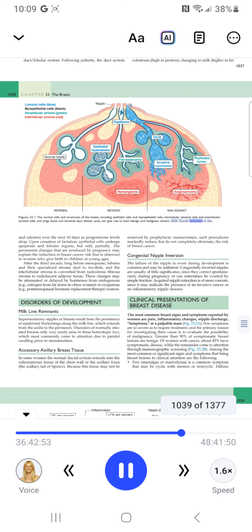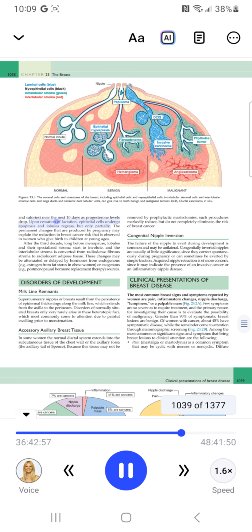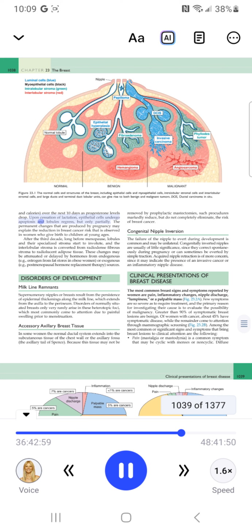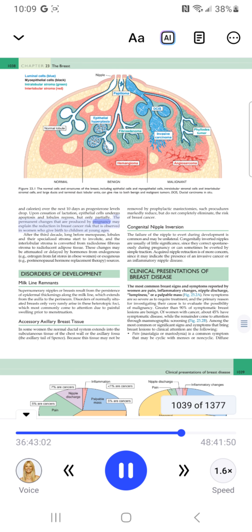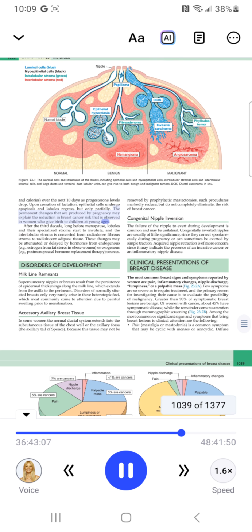DCIS, ductal carcinoma in situ. Upon cessation of lactation, epithelial cells undergo apoptosis and lobules regress, but only partially. The permanent changes that are produced by pregnancy may explain the reduction in breast cancer risk that is observed in women who give birth to children at young ages.